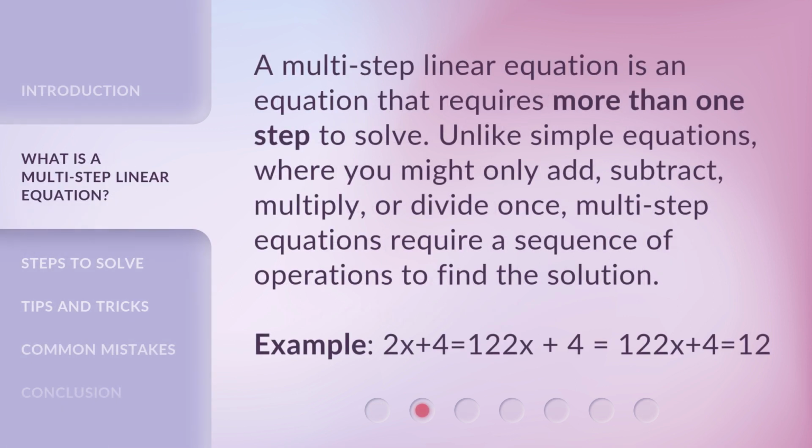A multi-step linear equation is an equation that requires more than one step to solve. Unlike simple equations, where you might only add, subtract, multiply, or divide once, multi-step equations require a sequence of operations to find the solution. Example: 2x + 4 = 12.